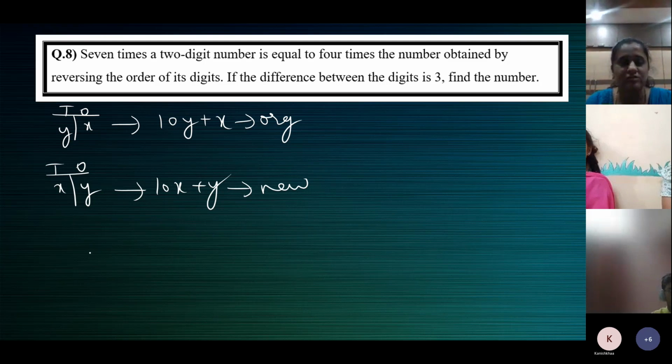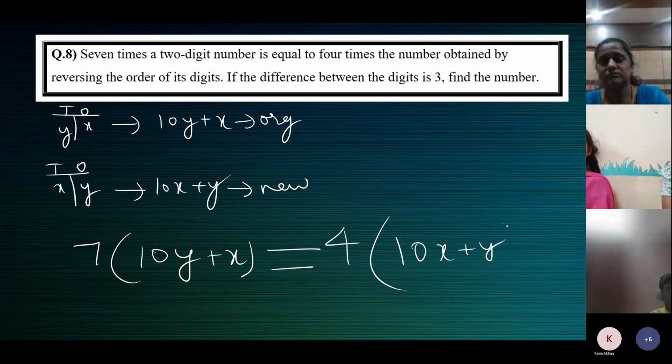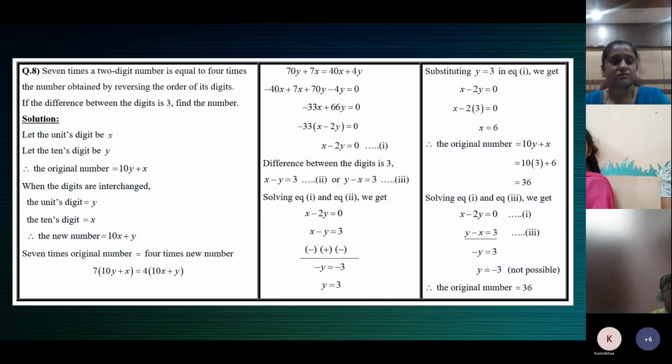7 times a two-digit number is equal to 4 times the number obtained by reversing the order of the digits. That is a new number. 4 times the new number. If the difference between the digits is 3, again, we don't know, so it can be x minus y is equal to 3 or y minus x is equal to 3. From this, you get one equation.